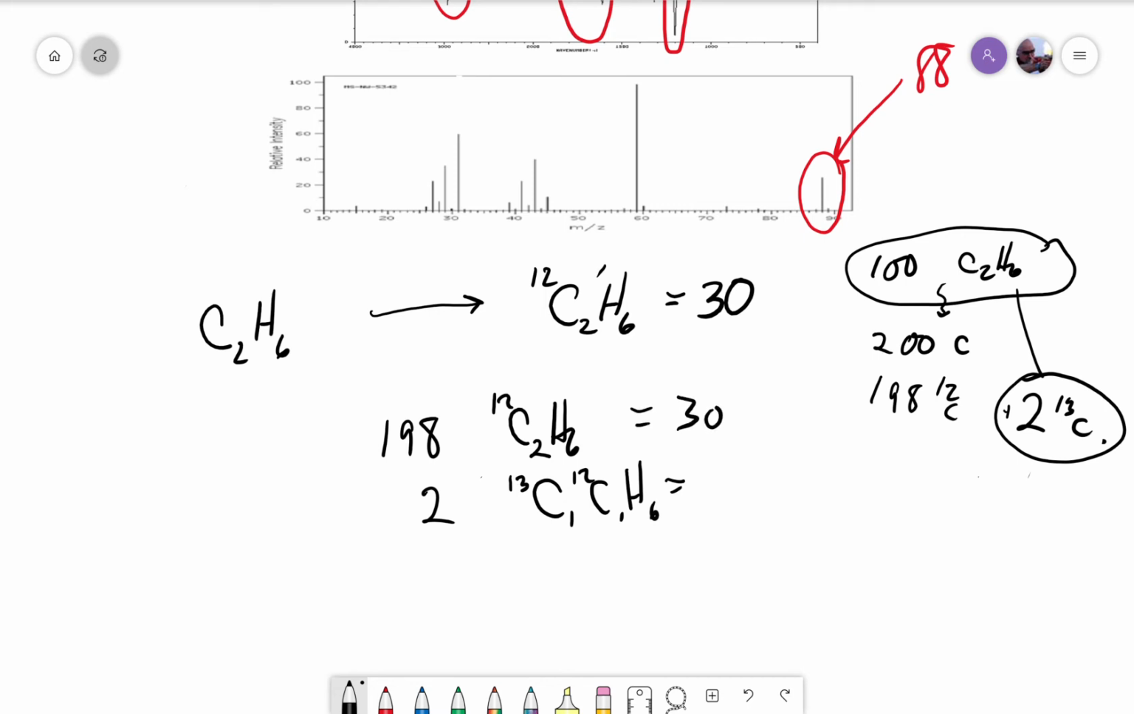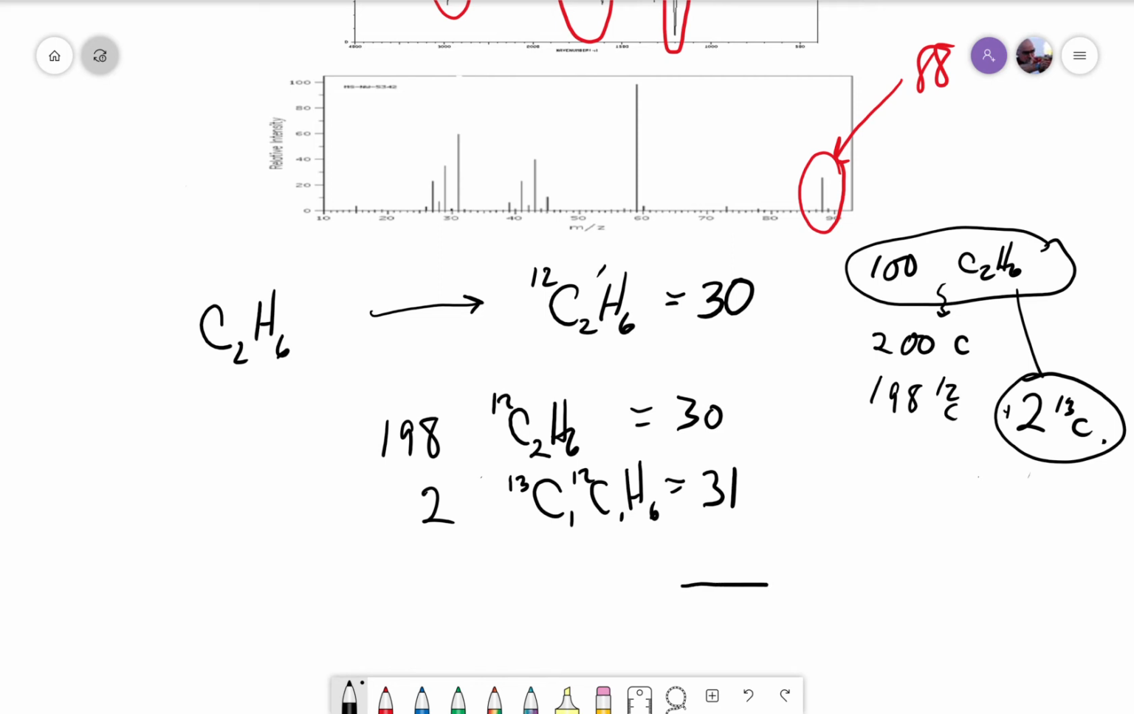And that's going to make a molecular weight of 31. So what's the molecular weight of ethane? The truth is 30 and 31. 30 most predominantly, 31 a little bit.